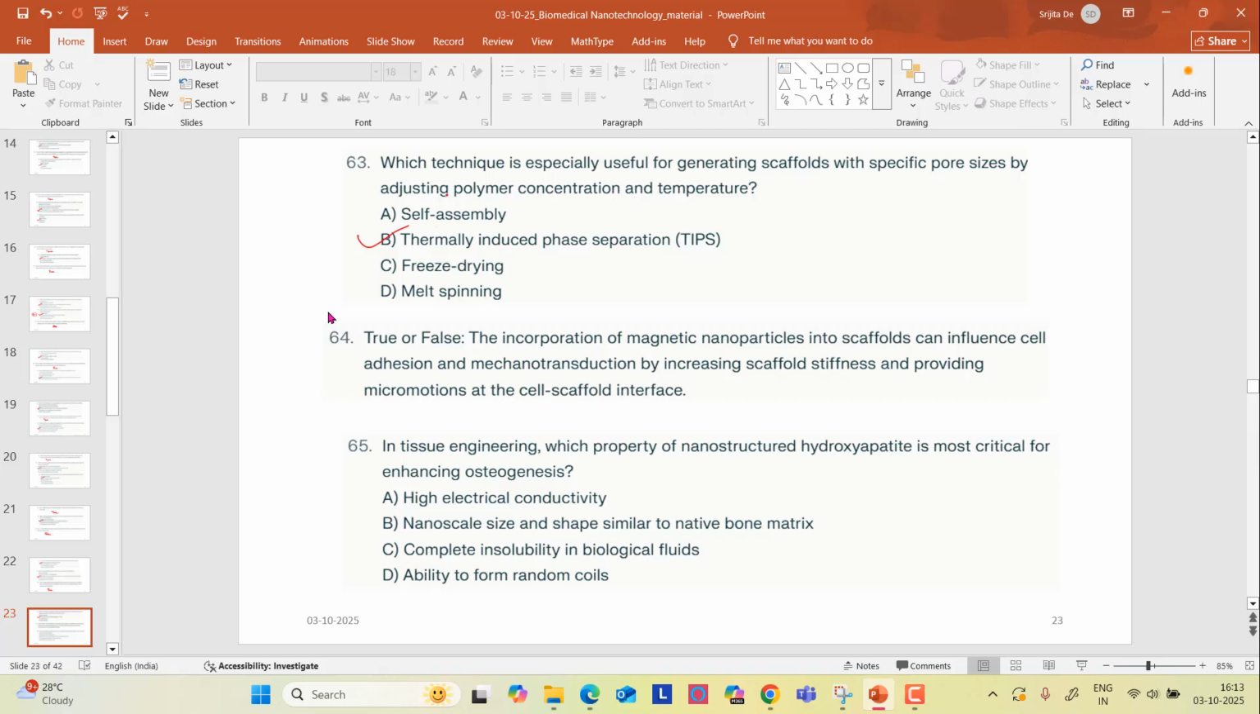The incorporation of magnetic nanoparticles into scaffolds can influence cell adhesion and mechanotransduction by increasing scaffold stiffness and providing micromotions at the cell-scaffold interface. It is true.